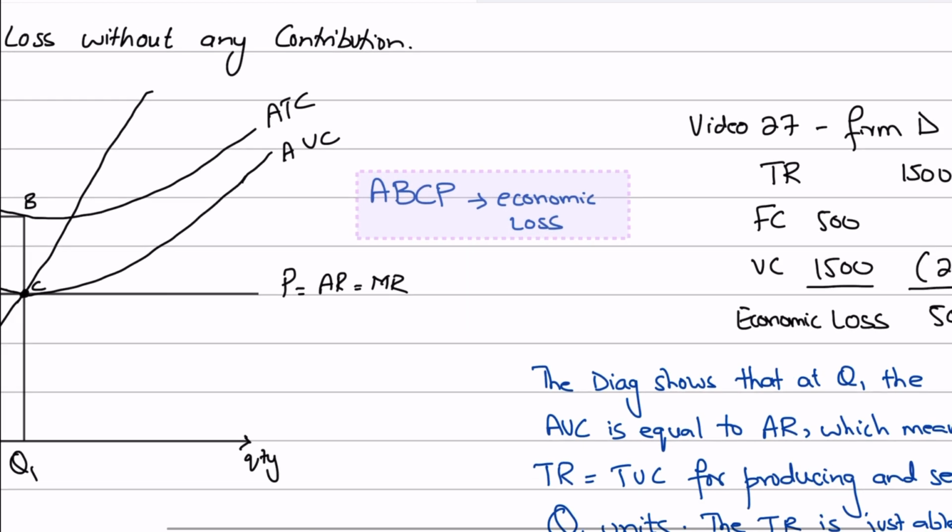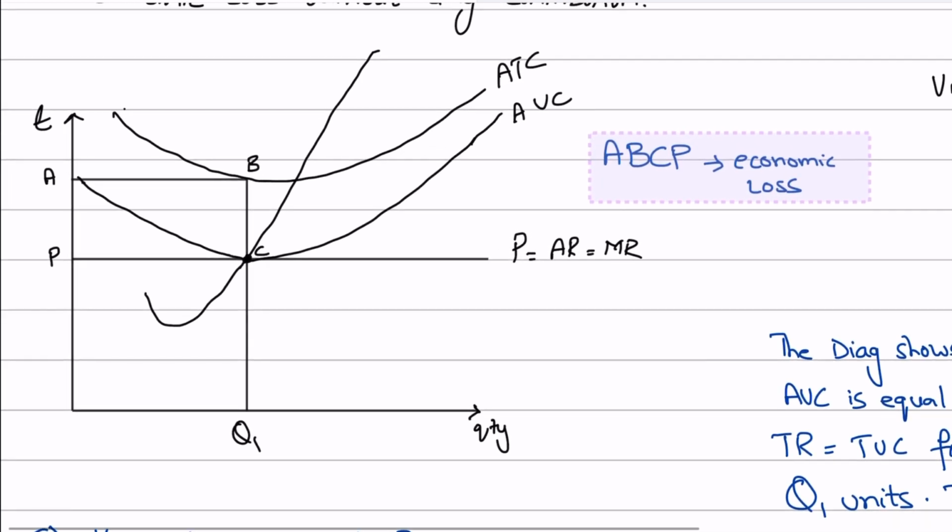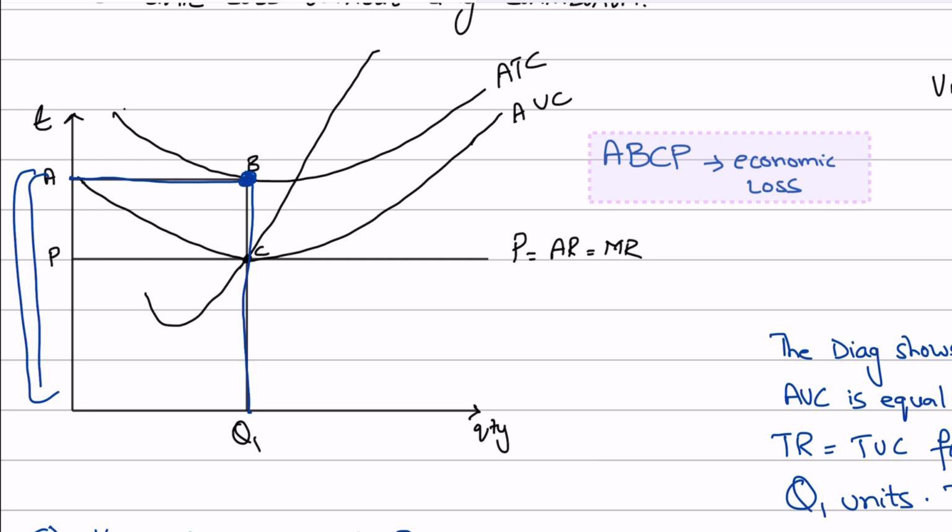Okay, guys. So by the way, the total loss is equal to the area ABCP, because at Q1 the average total cost is this point over here. The vertical axis is telling us the value of average total cost. This distance represents average total cost times the quantity that is being produced, length times breadth. So this entire area is your total cost.